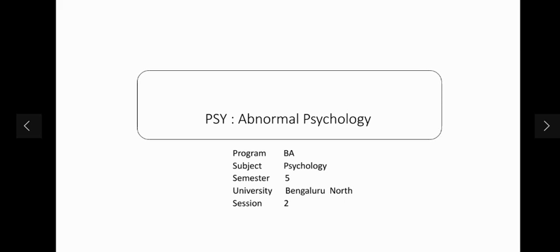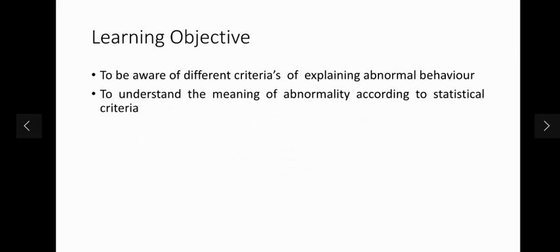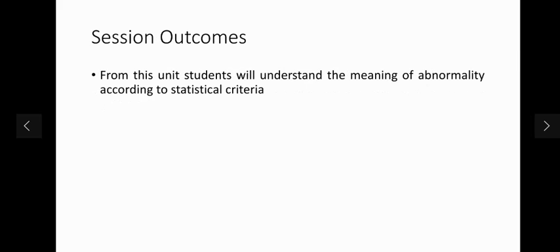Welcome students. In this session, let us continue with unit 1 of abnormal psychology, which is Introduction to Abnormal Psychology. The learning objective of this session is to help you understand the different criteria of abnormality and the meaning of abnormality from the point of view of statistical criteria. Next, the session outcome. After this unit, you will be able to understand the meaning of abnormality from the statistical criteria.